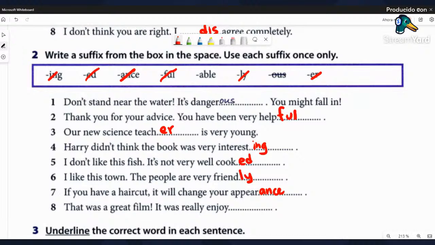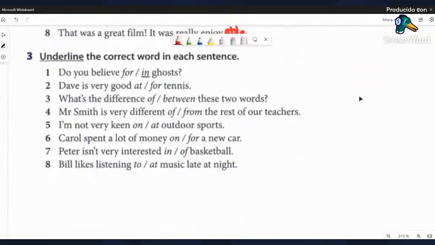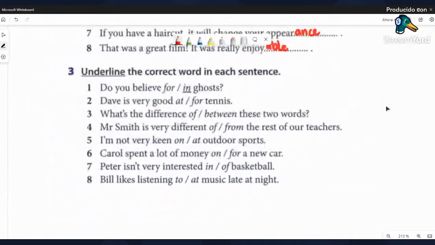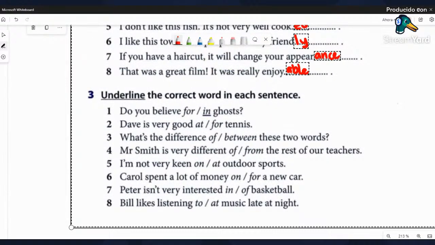Okay, number 8, we have here, that was a great film. It was really enjoyable. Enjoyable here. Enjoyable. Yes. So as you can see here, we have all these different suffixes. All of them have a different purpose or function in the sentence. Well, let's continue. We have here another exercise to practice. It is not the one that I want you guys to practice here. I think it's more related to word formation. So let me go here and share with you what I have.